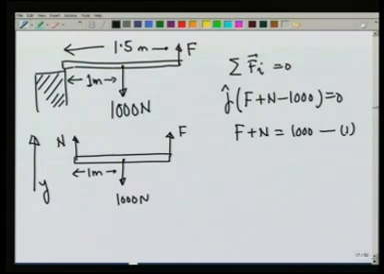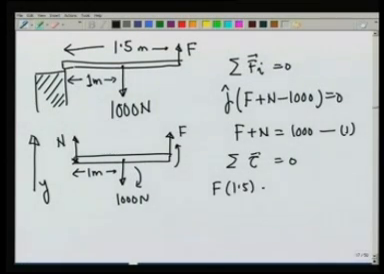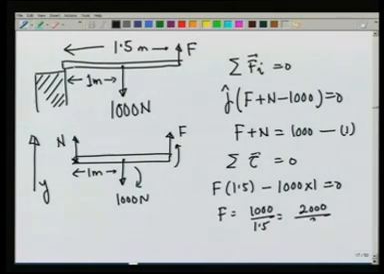On the other hand, torque should also be 0 about any point I take. So, let us take this point about which I am going to take the torque, and then you see that 1000 newtons gives me a torque clockwise, the F gives me a torque counterclockwise, and they should both balance each other. So, if I write summation tau is equal to 0, since all the torques are in the same direction, up or down, I can straight away write this as F times 1.5 minus 1000 times 1 should be equal to 0, or the force is 1000 over 1.5, which is 2000 over 3, or 667 newtons approximately.